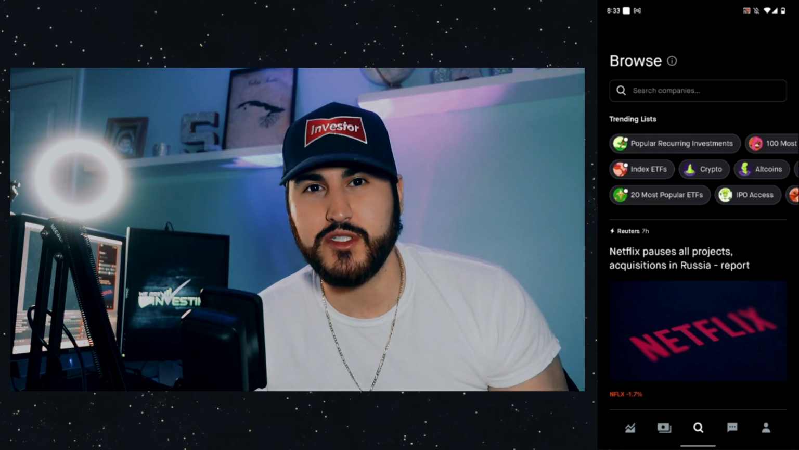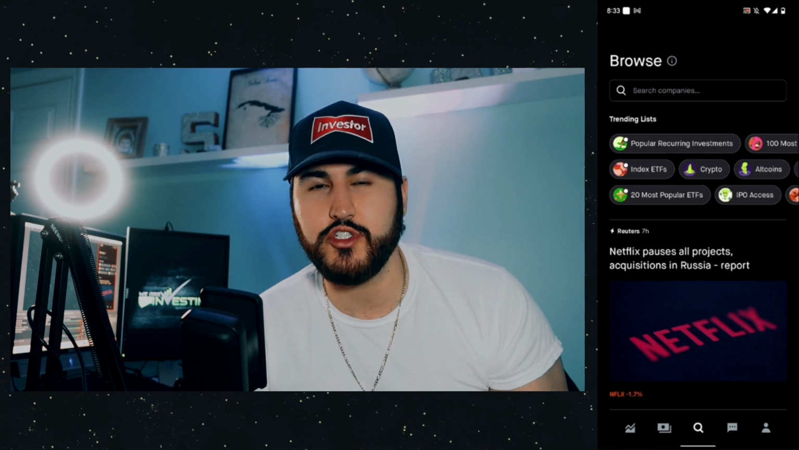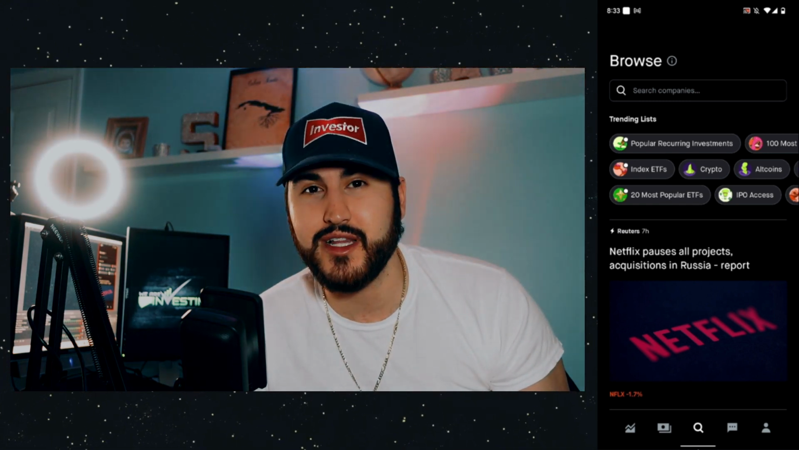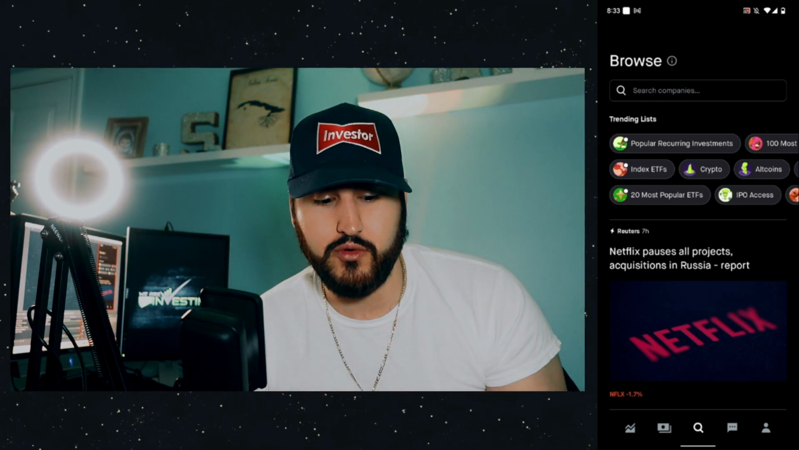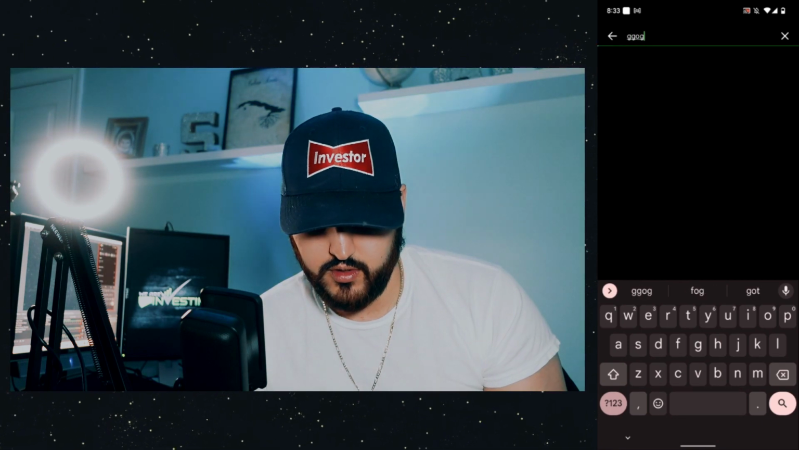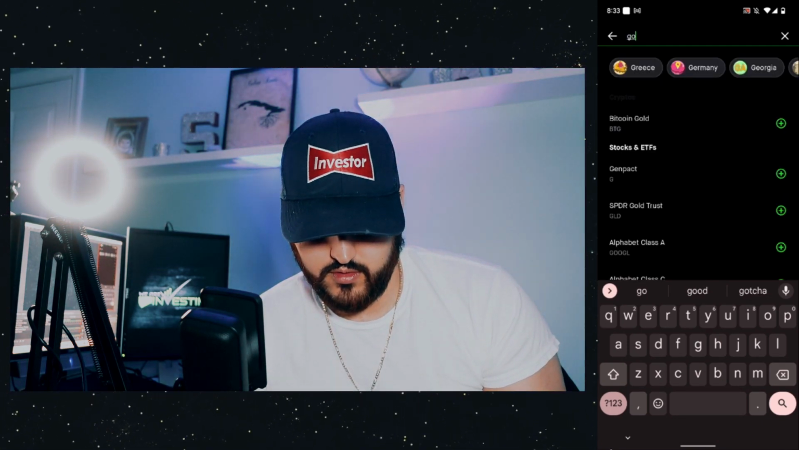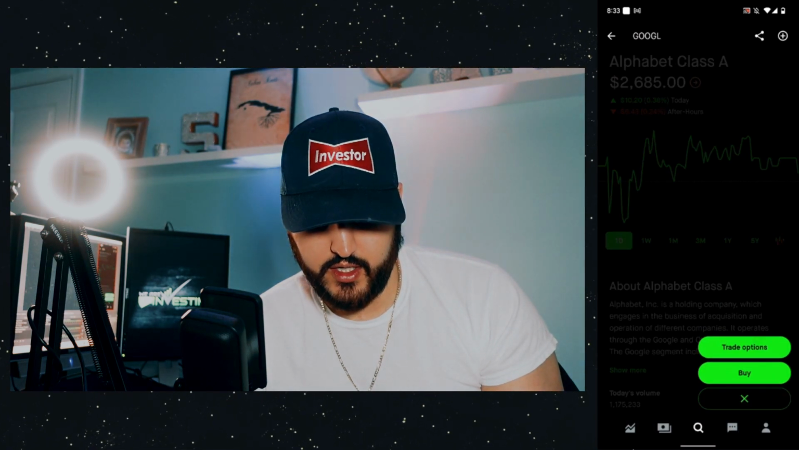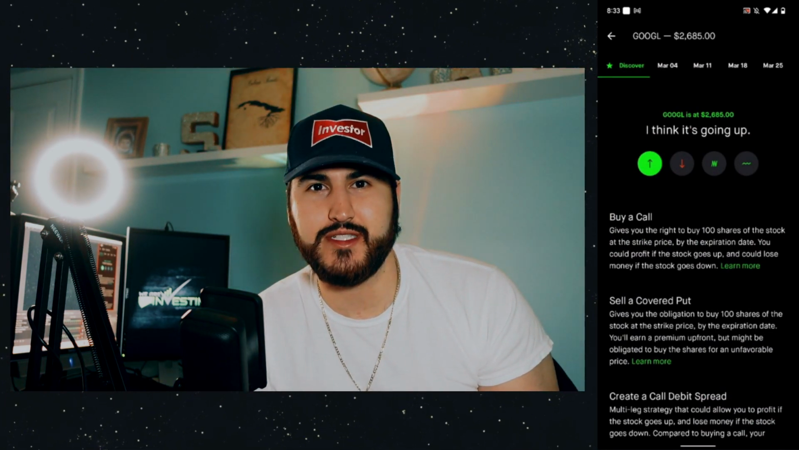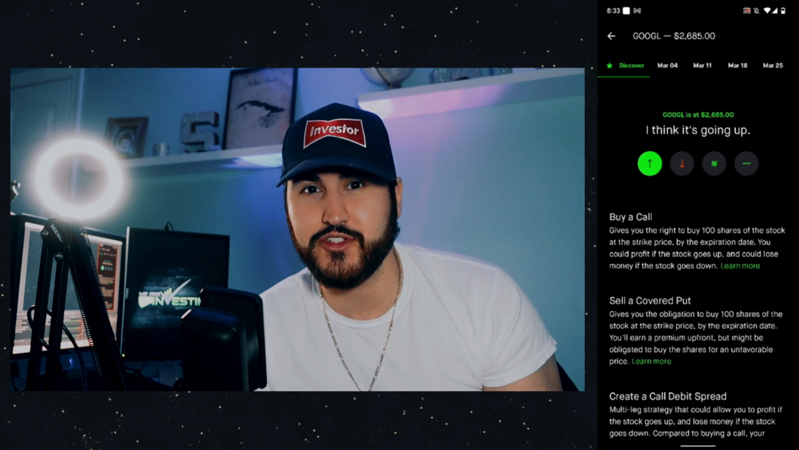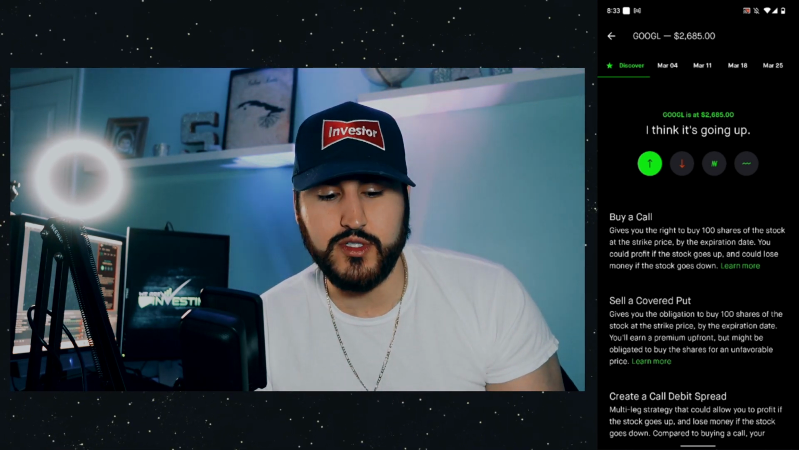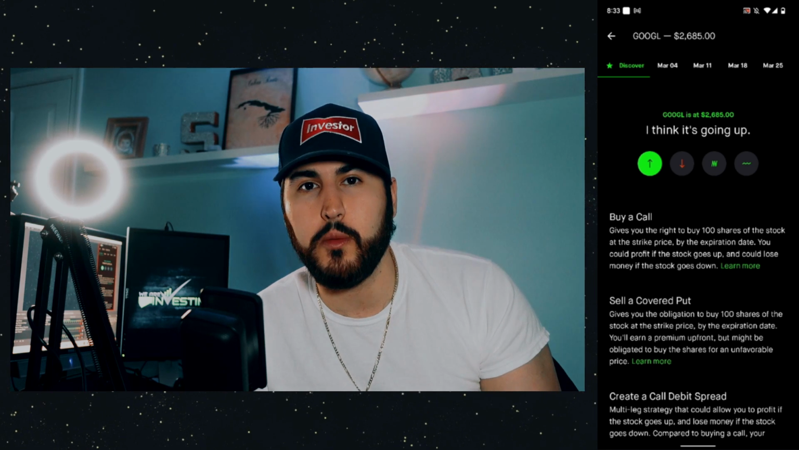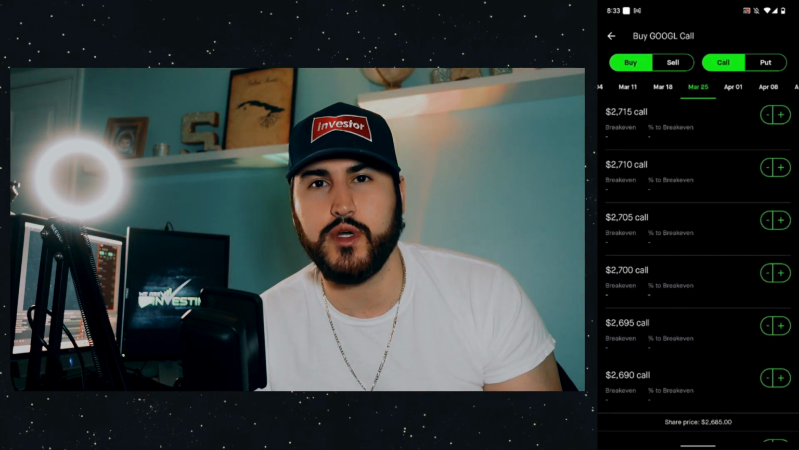So the stock that we're going to look at is Google, ticker symbol GOOGL. They're Class A shares. So we're going to type in Google. We're going to go to the stock. We're going to hit trade. We're going to hit trade options. Now this is your options trading screen on Robinhood. We're going to pick an expiration date. We're going to go a month out. So we're going to pick March 25th.